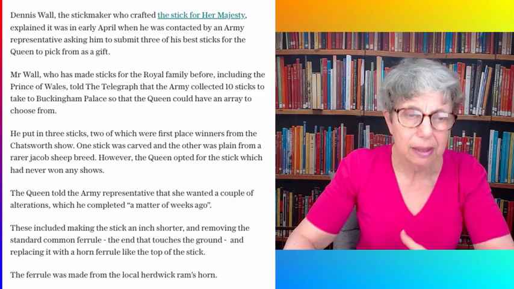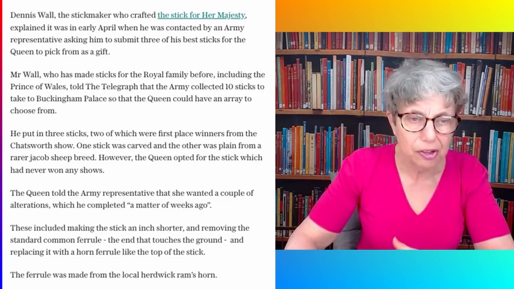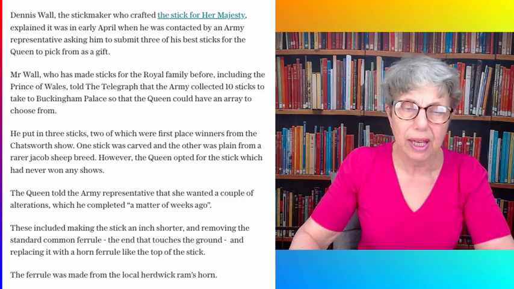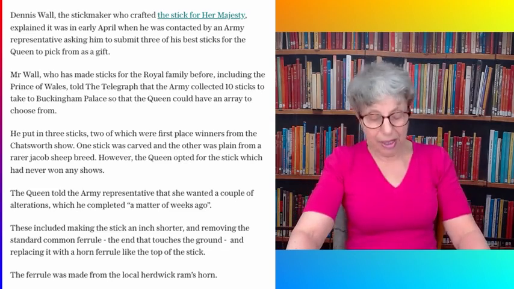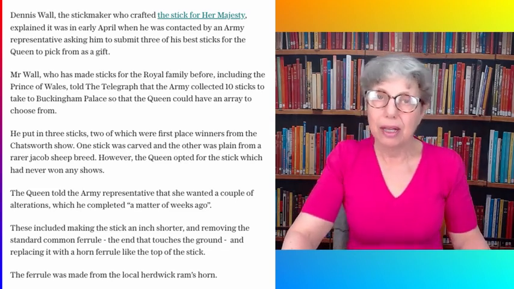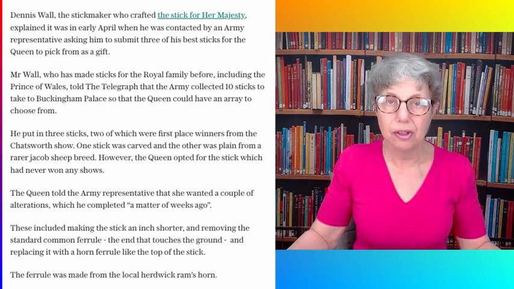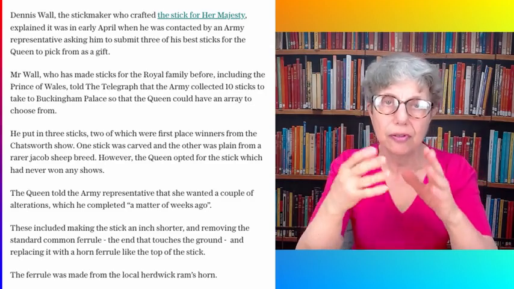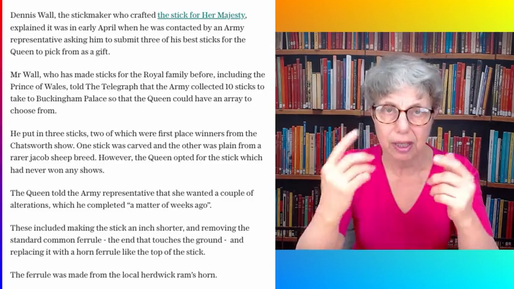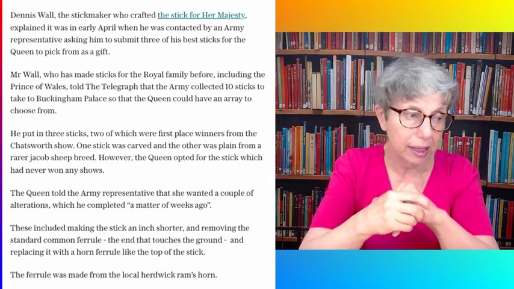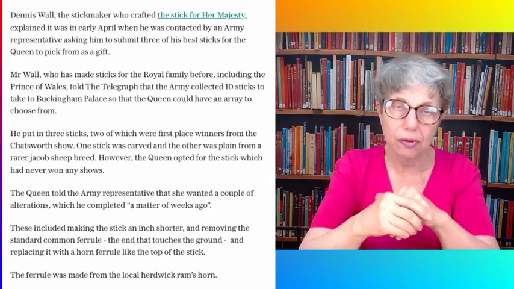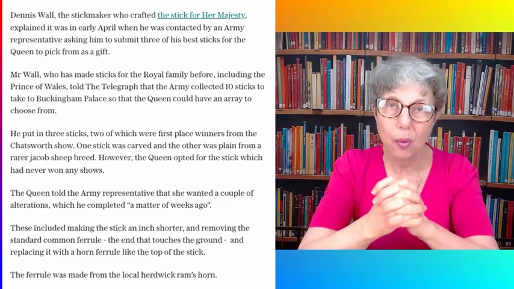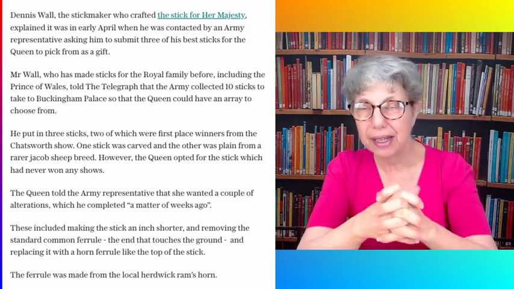Mr. Wall put in three sticks. She chose that one, but she asked for a couple of modifications, and one of them was to make the stick an inch shorter. Well, yes, she wasn't very tall to start off with, and she's certainly not grown since then. And the other thing was to remove the standard ferrule, which is at the bottom of the stick, that metal thing that protects the end of the stick, and substitute a horn one for it to match the handle. So why? Well, this is an interesting illustration.